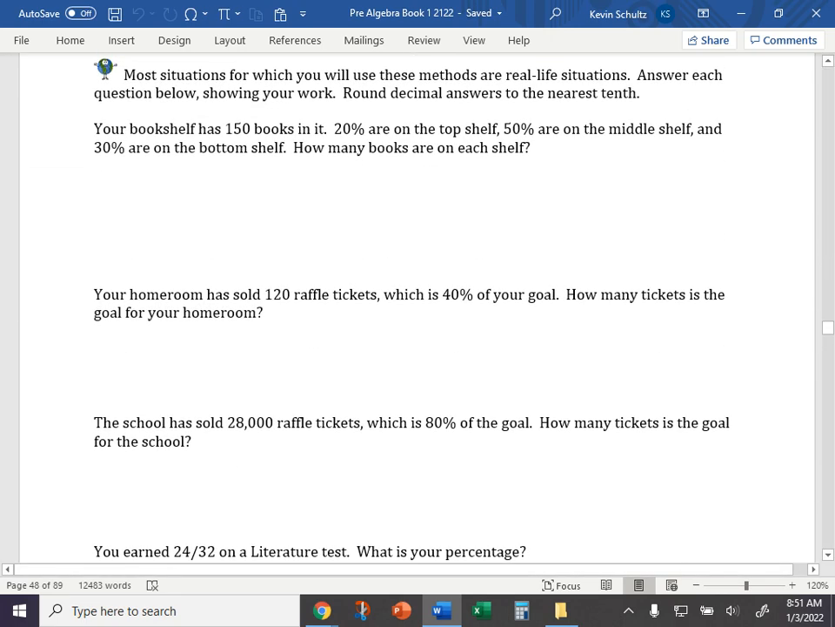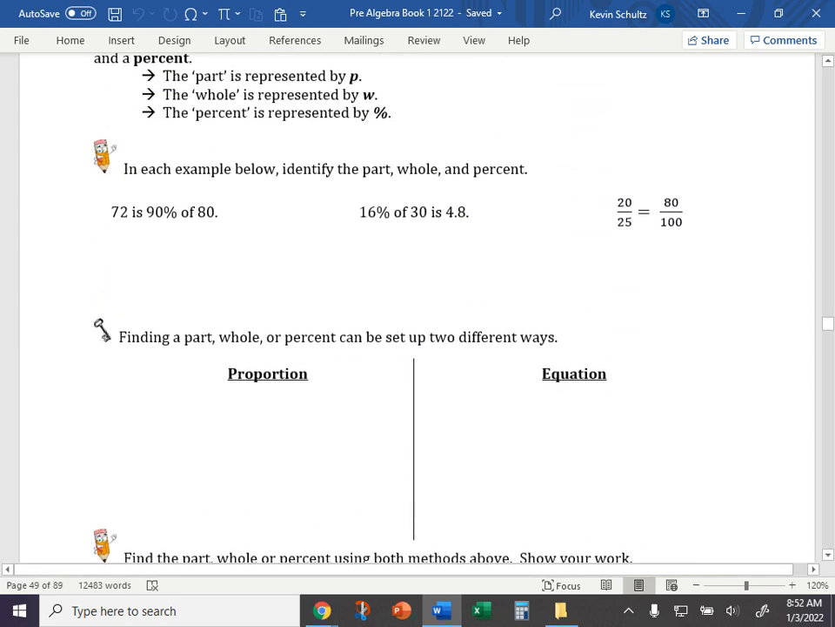And here's where we get into some more real life situations. Your homeroom has sold 120 raffle tickets, which is 40% of the goal. How many tickets is the goal for your homeroom? Kind of a real life thing that you may have come across before.